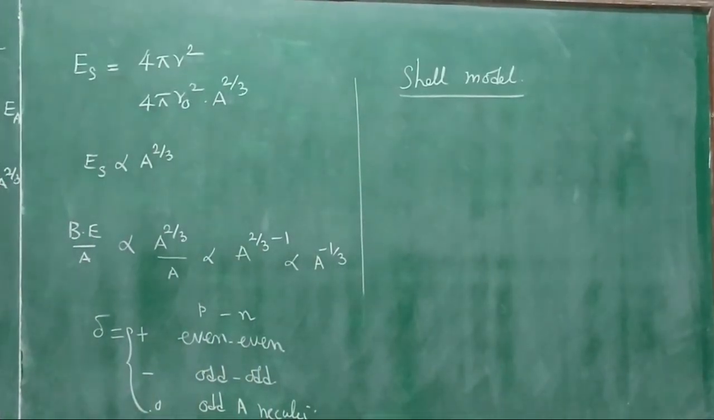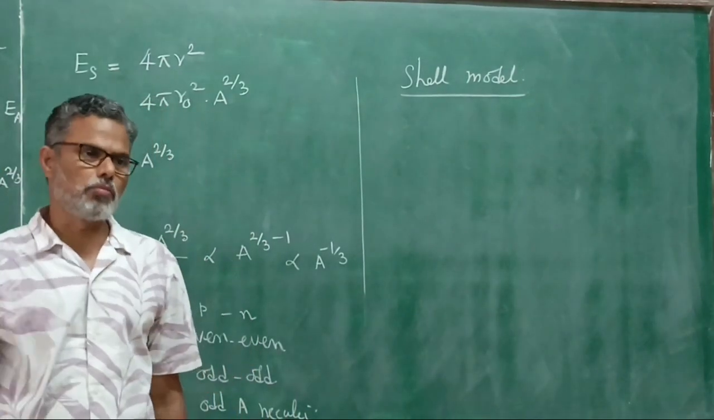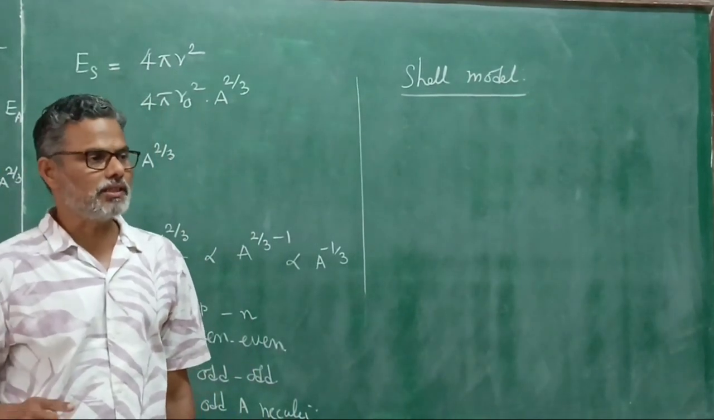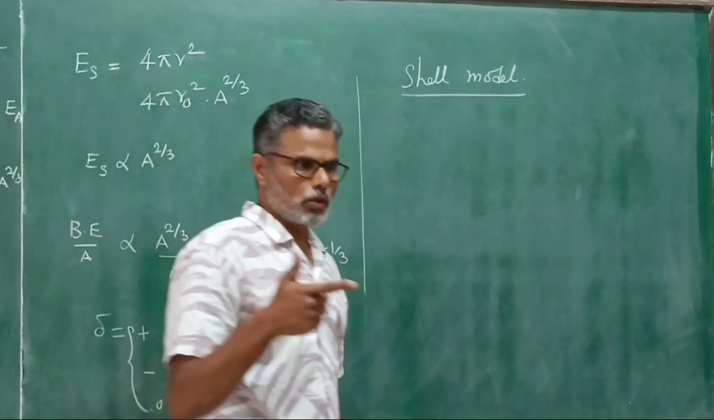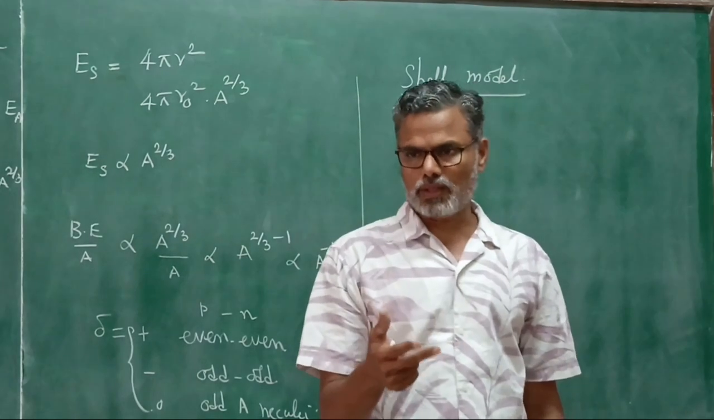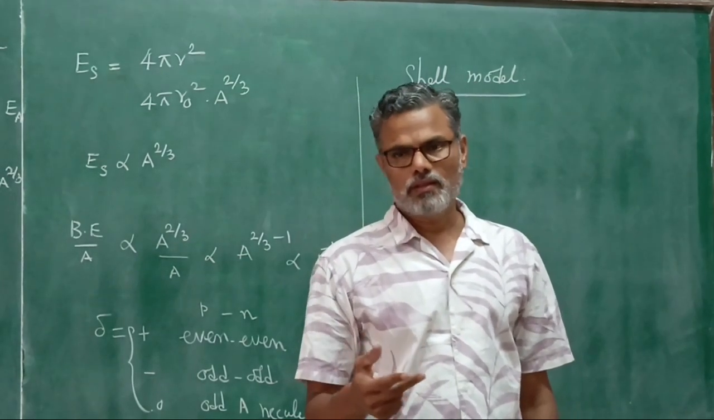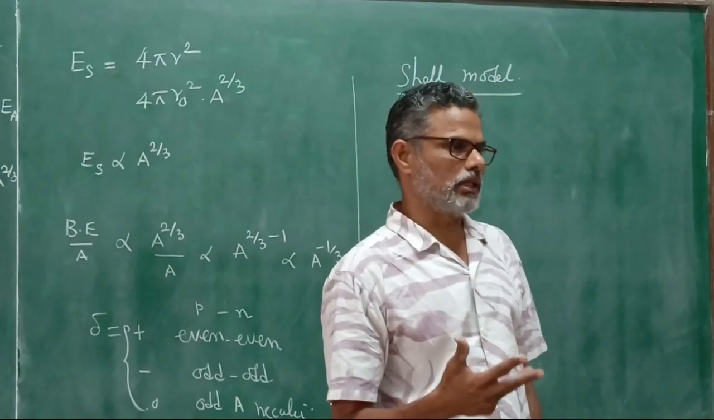So the shell model is basically equivalent to the atomic vector atom model. The vector atom model describes various quantum numbers: principal, orbital, magnetic, and magnetic spin quantum number. These are the four sets of quantum numbers.